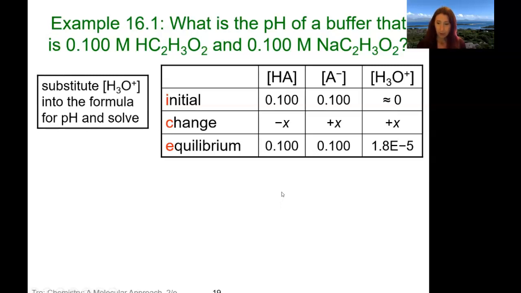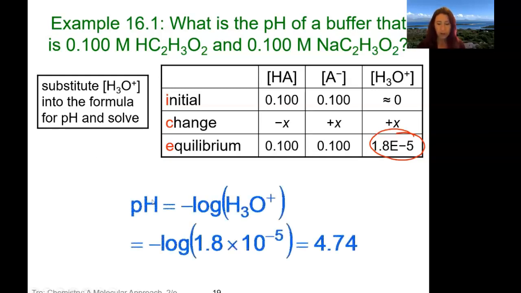Okay, so now we want to know our pH. Here's our H3O plus concentration. So we just take the negative log of 1.8 times 10 to the negative 5, and we get 4.74. It should have another digit here. Okay, so questions on this one.